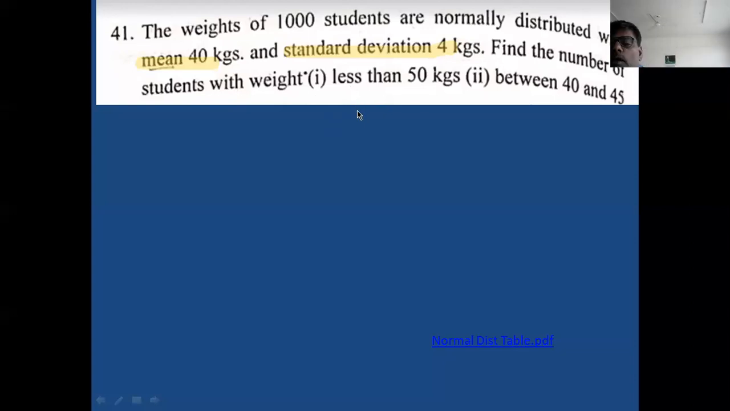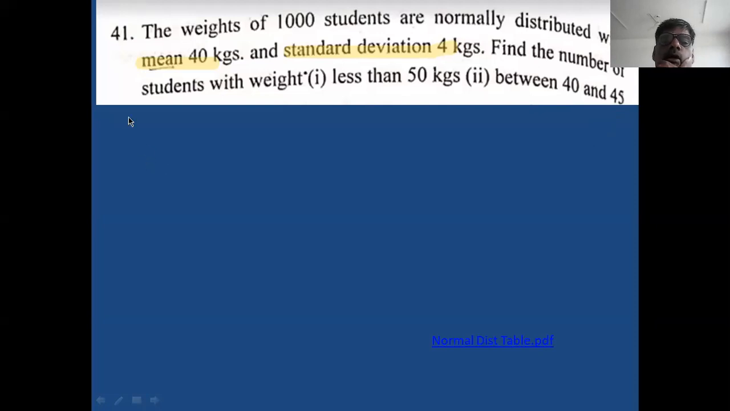Okay, first you calculate the probability, then multiply by n. You will get the answer. So the first question is less than 50 kg weight, so the standard normal variate is less than 50. And the second question is between 40 to 45 kg. Two questions are asked for you people.